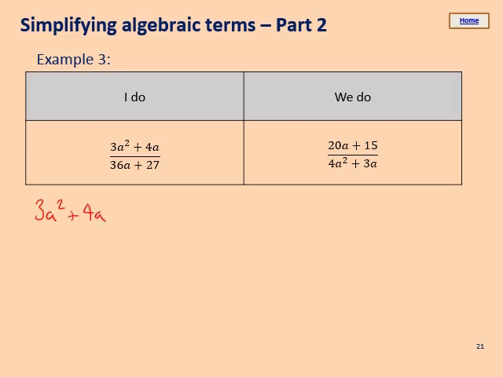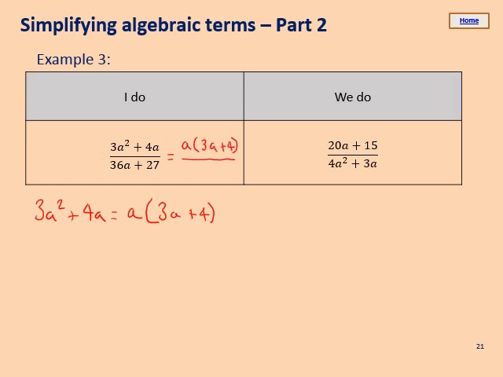Well, what's the highest common factor of 3a squared and 4a? Well, 3 and 4 don't share any common factors, but a squared and a do, and it's actually going to be a. So I'm going to put an a outside the bracket. 3a squared divided by a is going to give me 3a. Positive 4a divided by a is going to give me positive 4. So I'm left with this here. So a bracket 3a plus 4 on the top.